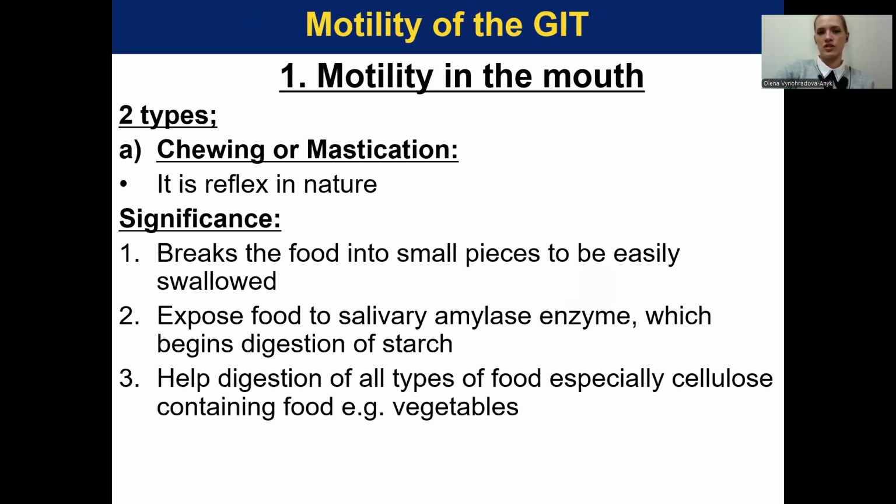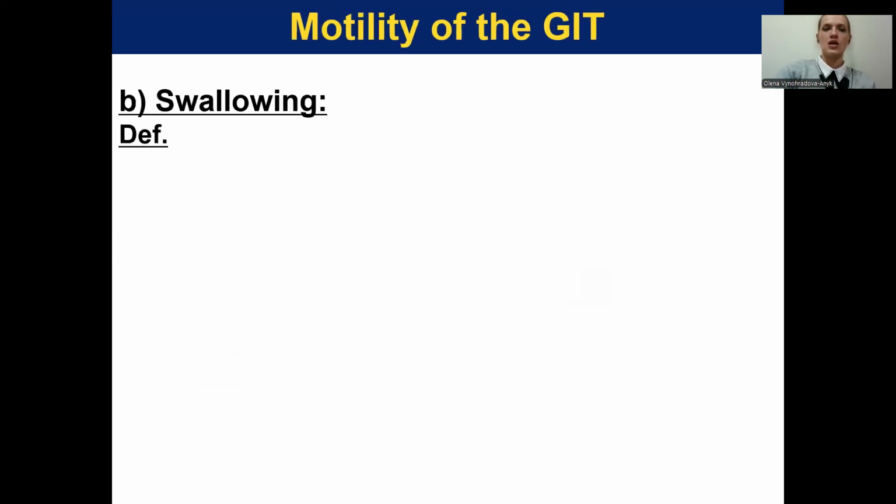Significance of chewing and mastication: it is important for breaking down our food into small pieces so it can be swallowed easily. Also, it exposes food to the salivary amylase enzyme for starting digestion of carbohydrates like starch, and helps digestion of all types of food, especially cellulose-containing food and vegetables.